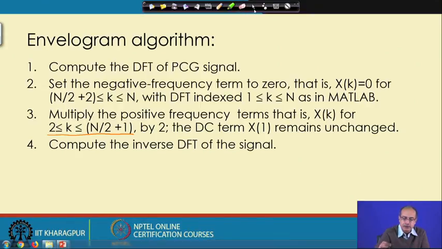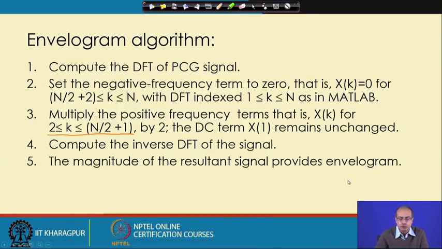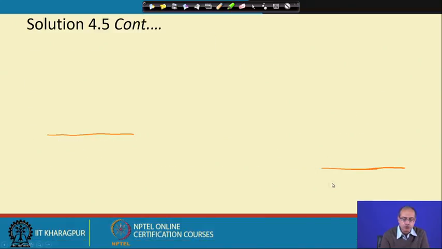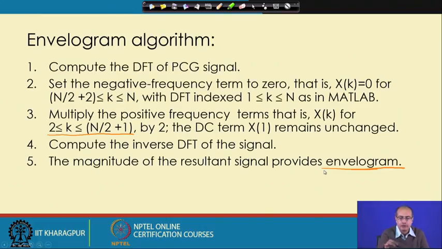And the next point is that we have to look for the magnitude of the resultant signal, that will provide us the envelogram. The amplitude of the analytic signal we got will give us the envelogram. For that we have to take the absolute value, because this one would be a complex signal. If we take the absolute value of it, we will get that magnitude, and that is what we are looking at, that provides us the envelogram.